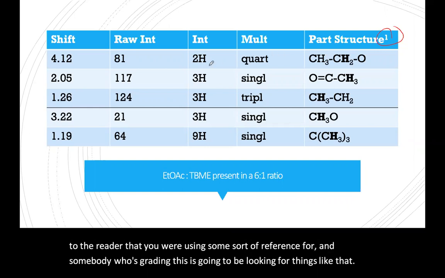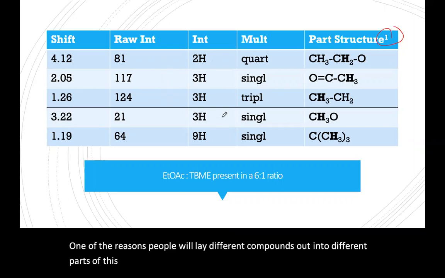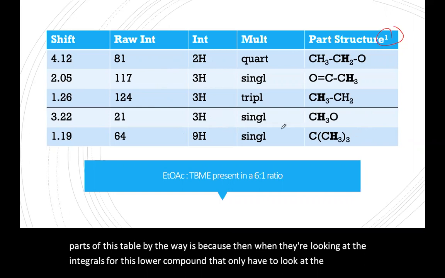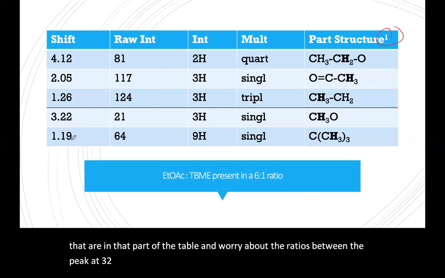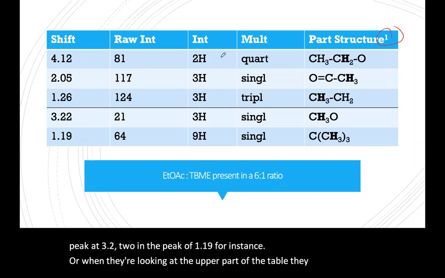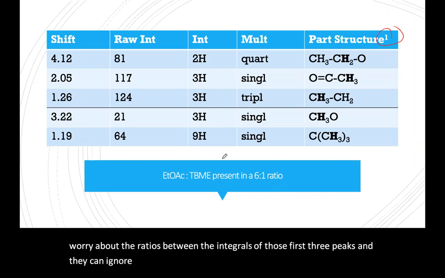So now one of the reasons people will lay different compounds out into different parts of this table, by the way, is because then when they're looking at the integrals for this lower compound, they only have to look at the other things that are in that part of the table and worry about the ratios between the peak at 3.22 and the peak at 1.19, for instance. Or when they're looking at the upper part of the table, they only have to worry about the ratios between the integrals of those first three peaks, and they can ignore the other two. Otherwise, it can be a little confusing to see these peaks that don't belong as you go through.